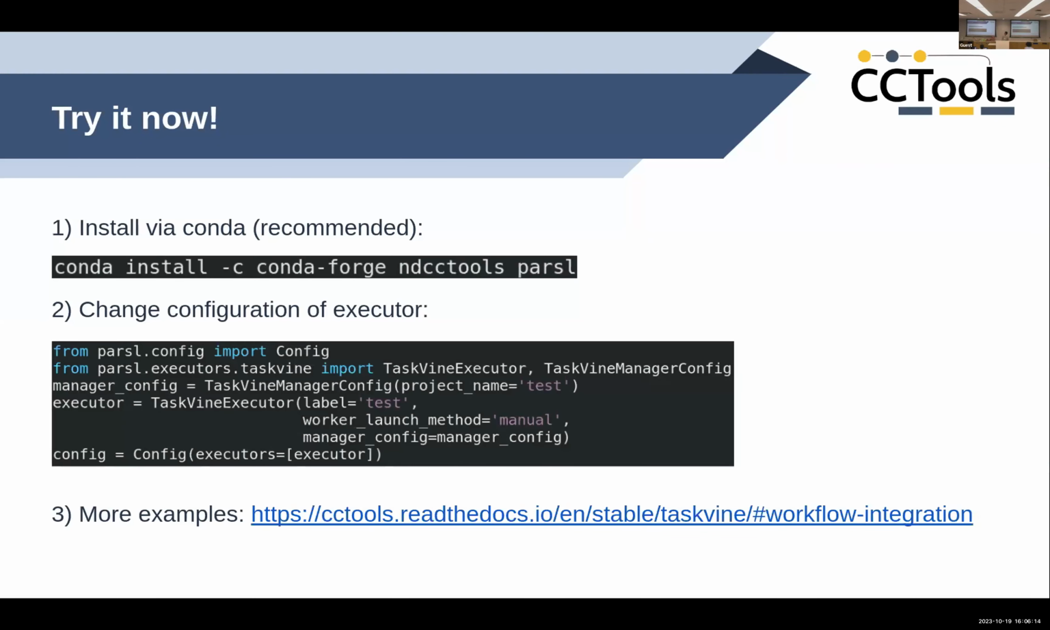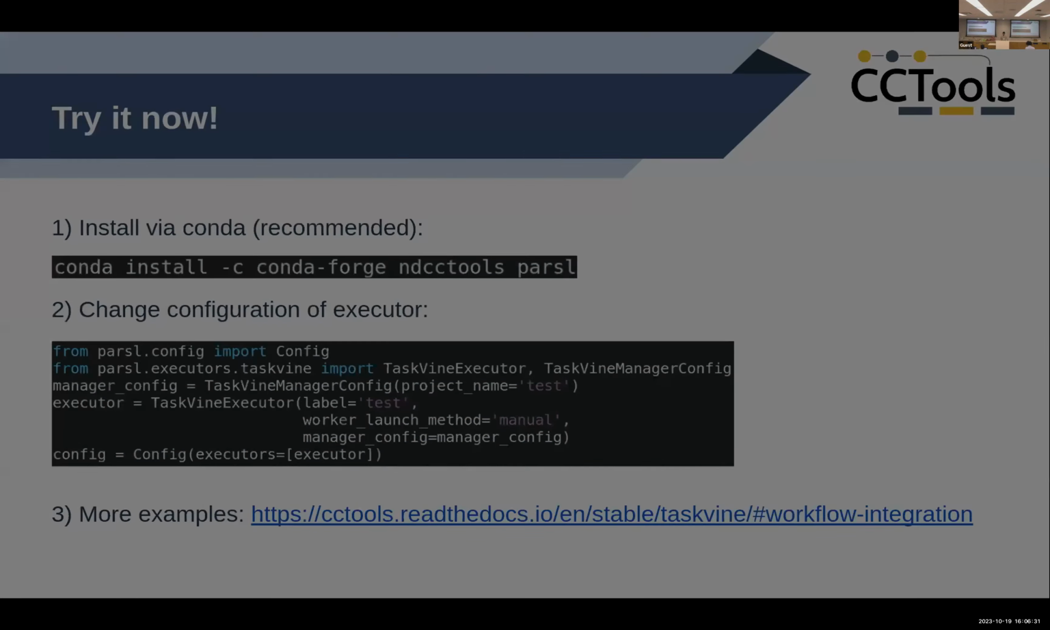Yeah, so you can try it now. First we would install TaskVine with Parsl via Conda, which is the recommended way. And then you only have to change the configuration of your executor. It's only like a 6-line change. We have more examples in the URL there.